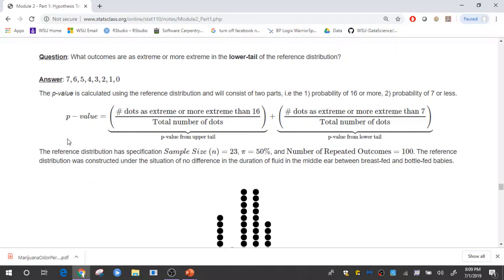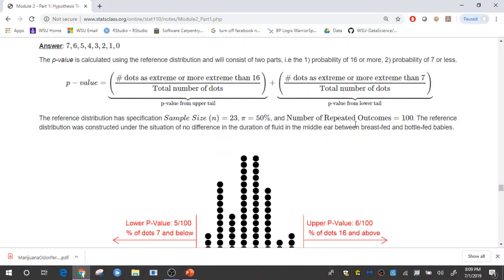Now the p-value is that same idea, I just need to apply that in both tails. So for the upper tail, it's going to be the number of dots as extreme or more extreme than 16, divided by the total number of dots. And the lower tail, it's going to be the number of dots as extreme or more extreme than 7, divided by the total number of dots.